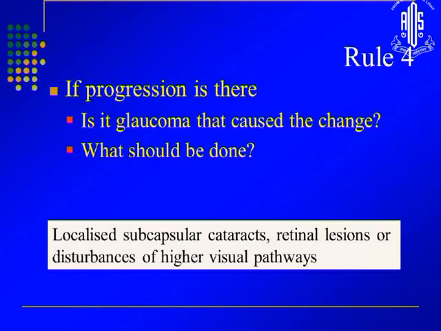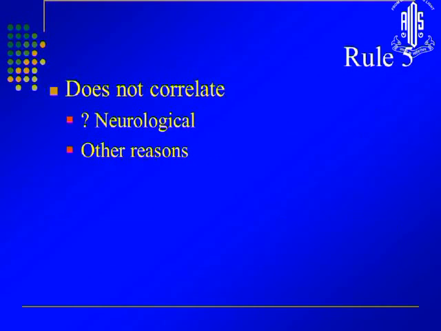And if we find the progression to be there, is it glaucoma that is causing that progression, or is there something else that needs to be done? Localized subcapsular cataracts, retinal lesions, or disturbances of higher visual pathways may also be responsible. Rule that out if you're not able to find a reason for that. Does not correlate. What to do? Is there any other reason that is responsible? Neurological, try to explore other reasons why you find the change there.